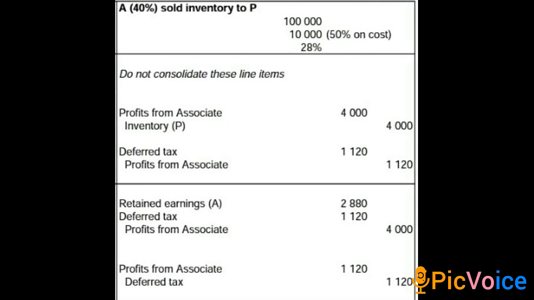In the subsequent year, we will have to eliminate the gain through retained earnings, and then we debit the deferred tax and then we credit share of profit from associate.